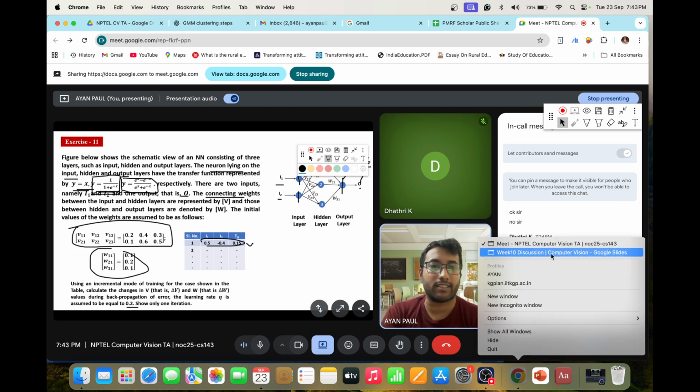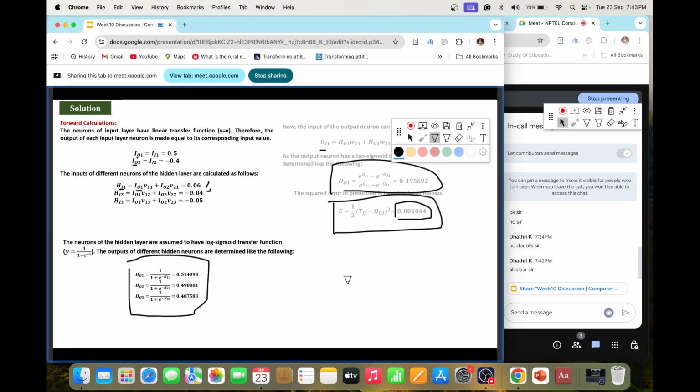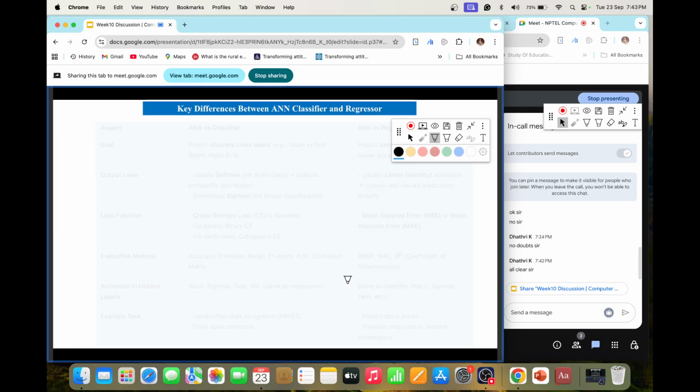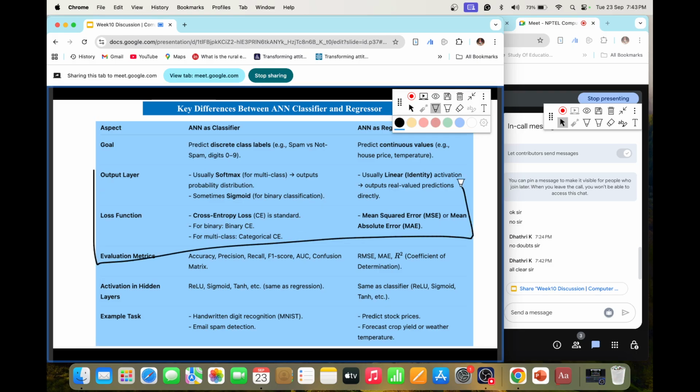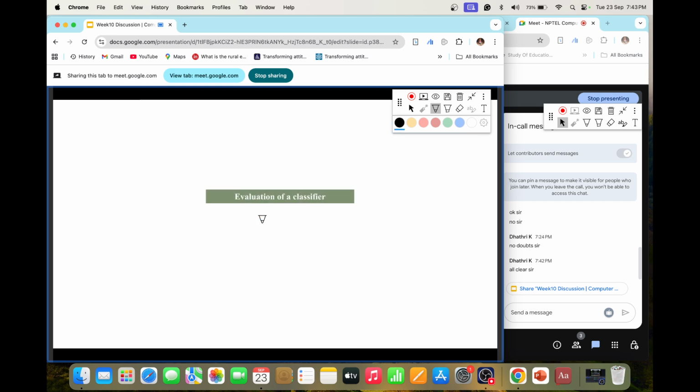Okay, so this is regarding the regression problem by neural network. And then we have the key differences between ANN classifier and regressor. Key differences between these two only. Okay, so output layer: here in the ANN classifier, as I told you, we use the softmax function. Here we generally use the linear function. And for the loss function, as I just showed you, here we calculate the MSE, but here we use the cross entropy loss. Okay, so this is the difference.